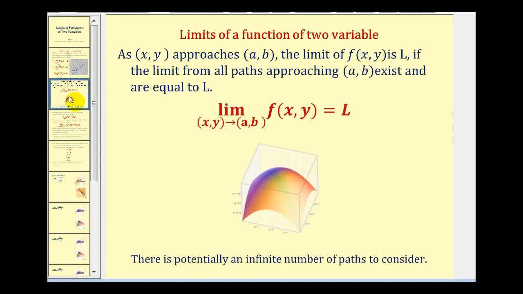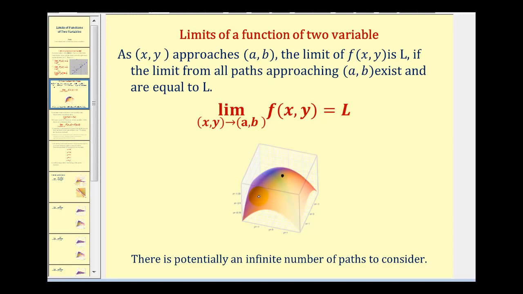Now if we consider a limit of a function in two variables, as (x, y) approaches (a, b), the limit of f of (x, y) is equal to L if the limit from all paths approaching (a, b) exists and is equal to L. So what this is saying is, if this is the point (a, b) on the surface, in order for that limit to exist, it doesn't matter which direction we approach this point, the limit must always equal L.